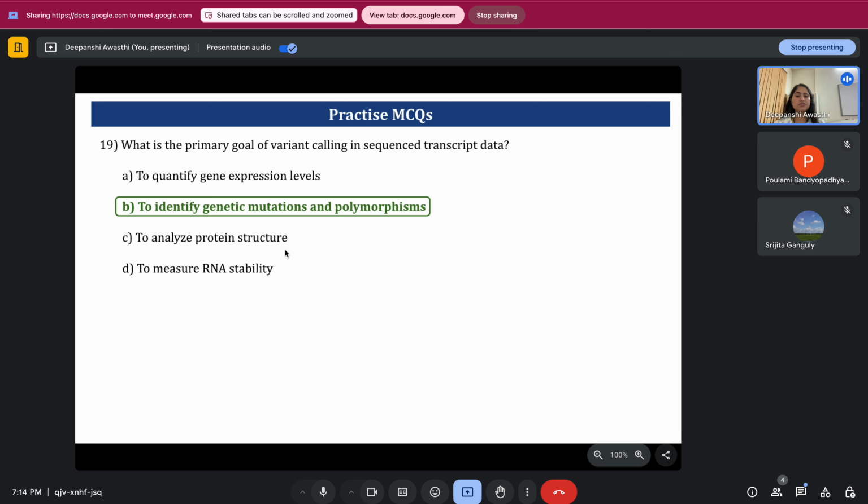Then, to analyze the protein structure. By just looking at variant calling, you cannot comment on protein structure. Although variants can influence protein structure, you cannot analyze it by just looking at variants. And then, to measure RNA stability. This is also not true. By looking at the variants, you cannot measure the stability of RNA. For this analysis, you require additional experiments or additional data sets to identify whether those variants are linked to stability or not.